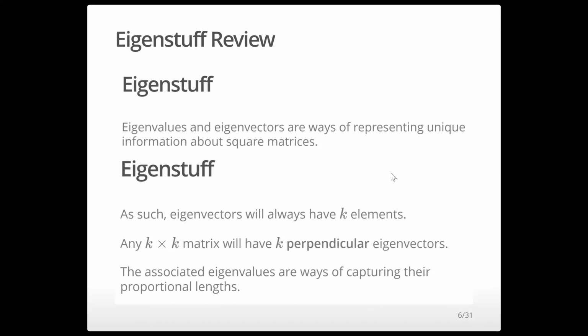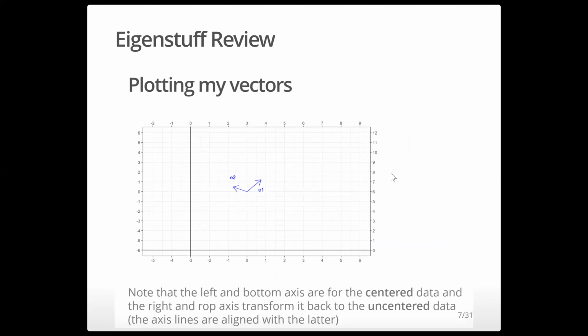Eigenvalues and eigenvectors are ways of representing unique information about square matrices. This is stuff that we've talked about before. These are actually screenshots of previous slides. Eigenvectors will always have k elements, and any k by k matrix will have k perpendicular eigenvectors, and the associated eigenvalues are ways of capturing their proportional lengths, speaking geometrically. And so if you have two dimensions, if you have only two variables, you can plot the two different eigenvectors as orthogonal axes at a 90-degree angle that are based on the data.